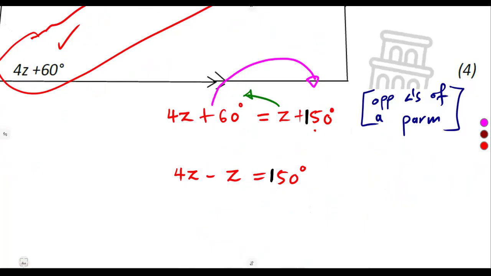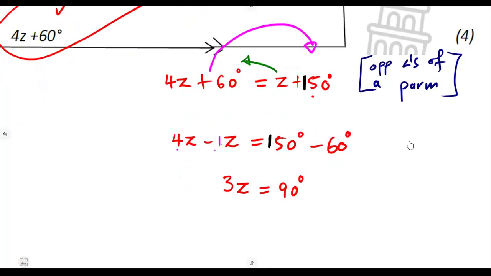Okay, so we said take this 60 to the other side, it is going to be a negative, all right? So that's negative 60. So let's subtract 4z minus z. This is 1z, so 4 minus 1. This is going to give us what? 3. So 3z is equal to 150 minus 60, which is 90 degrees.